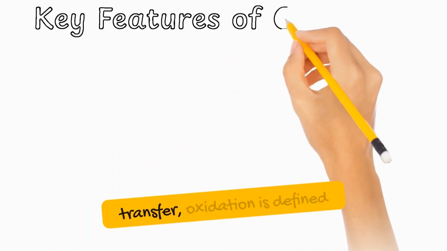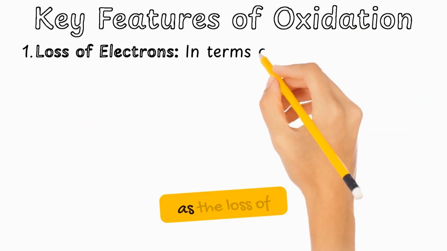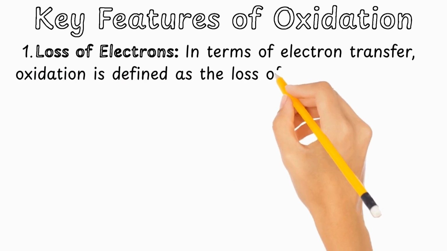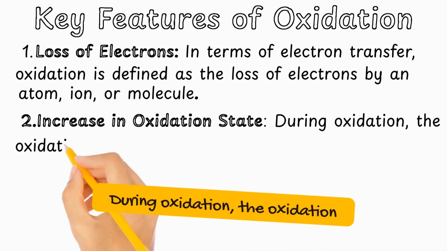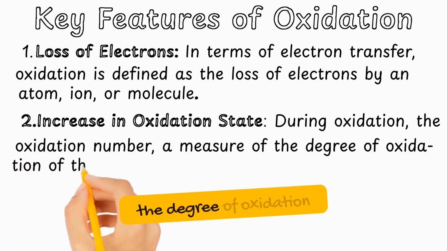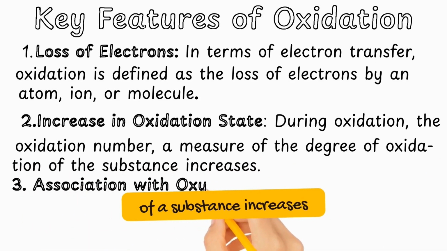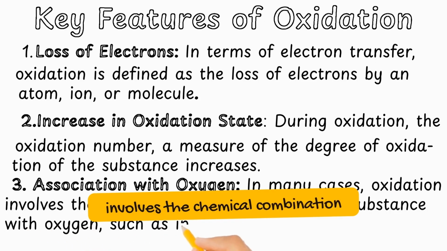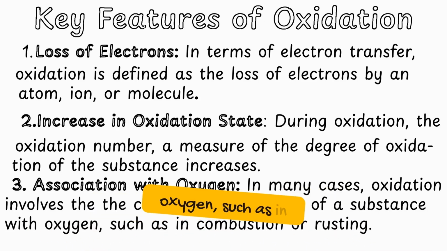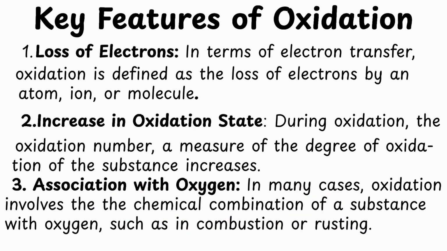In terms of electron transfer, oxidation is defined as the loss of electrons by an atom, ion, or molecule. During oxidation, the oxidation number, a measure of the degree of oxidation of a substance, increases. In many cases, oxidation involves the chemical combination of a substance with oxygen, such as in combustion or rusting.